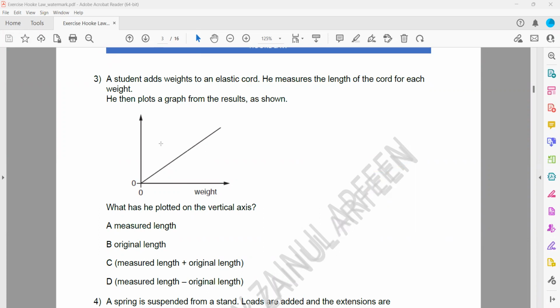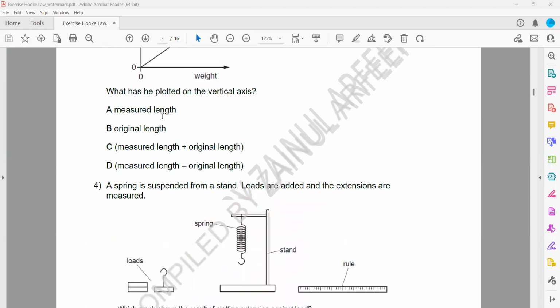If the graph was starting from above origin, then what should be the answer? Then we can say the measured length, A will be the answer in that case.